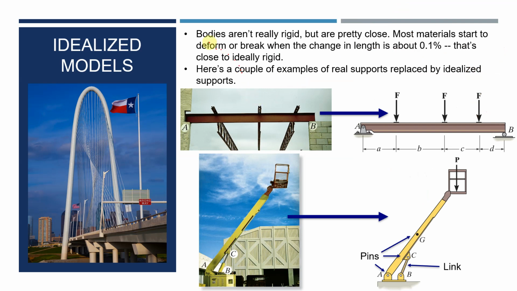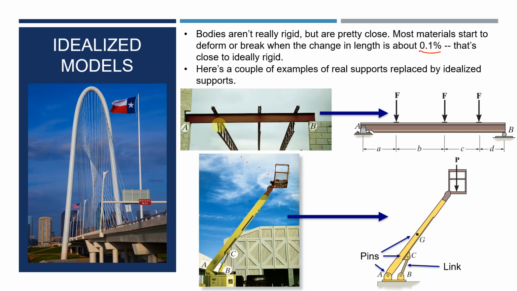Okay. These models are ideal. They aren't really rigid, but pretty close. Most materials start to either deform or break at only 0.1% of change in length. In other words, a body which is constant length is a pretty good approximation. If you pick 2 points inside a body, their relative coordinate with respect to each other is unchanged, which is a good approximation. Rubber bands, not such a great approximation. We have to handle things like that a little differently.